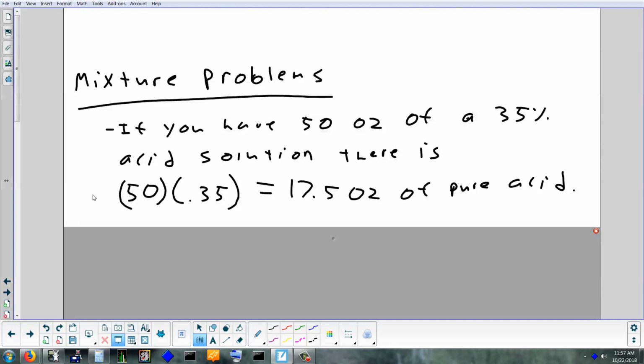If they tell you that you have a 50-ounce solution and 35% of it is acid and maybe the other 65% is water, to figure out how much acid is in the solution, you just take the total amount of solution times the concentration. So 50 ounces, 35% of it is acid. That means 17.5 ounces of your solution is actually the chemical or the acid, whatever it is.